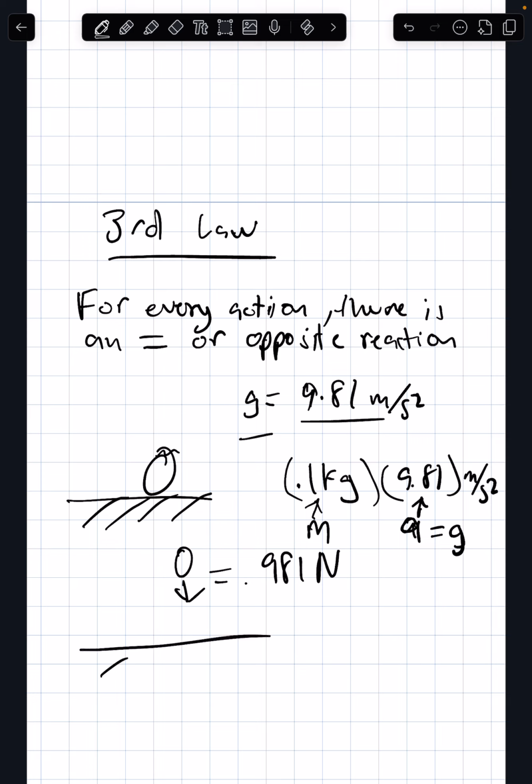So that means that in order for the apple to remain, okay, pretty much what this third law is saying is that the ground is creating an equal and opposite reaction. So like this. The apple has a force going this way because of the gravity towards the earth, and then the ground will push up against that to create an equal and opposite reaction. So that means the floor will create a 0.981 newtons force to keep it balanced. That's basically what the third law says.